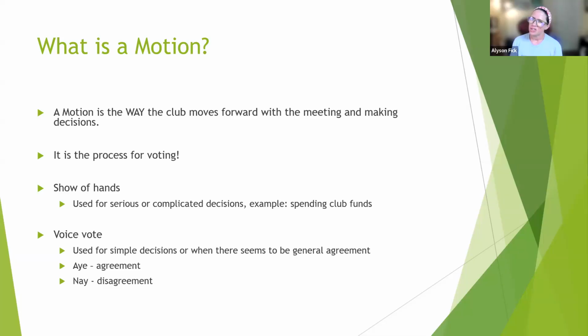But if it's something that's generally a simple decision or everybody seems to be in agreement, you could use a voice vote where you might hear aye for agreement, that means yes, or nay for disagreement, no. Or you may also hear the word abstain. That means they choose not to vote. Members have the right to not vote.